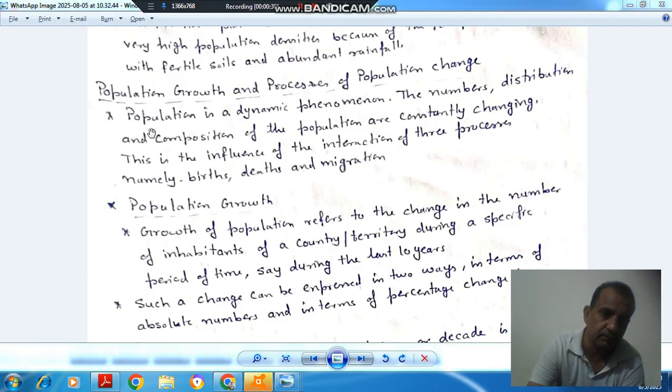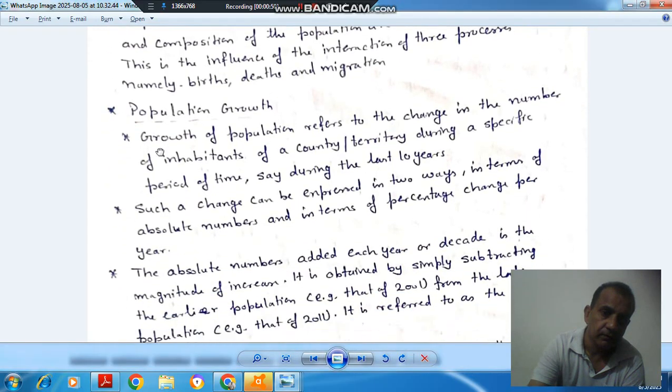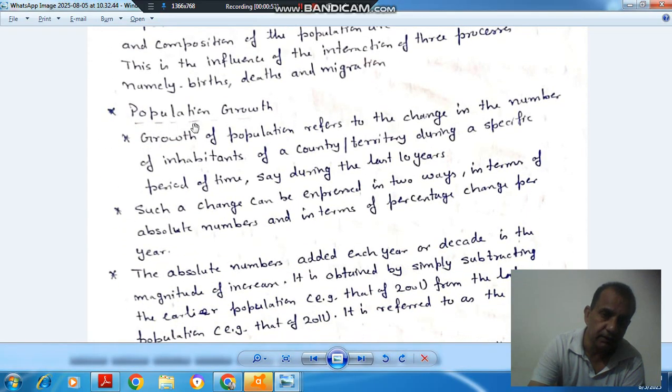So first point is population is a dynamic phenomenon. The number, distribution and composition of population are constantly changing. This is the influence of the interaction of three processes, namely birth, death and migration. And under this the subtopic is population growth.